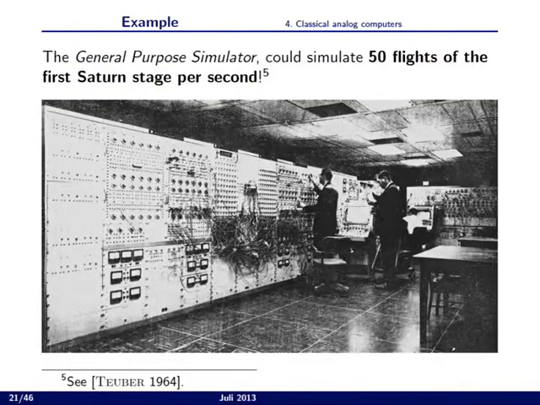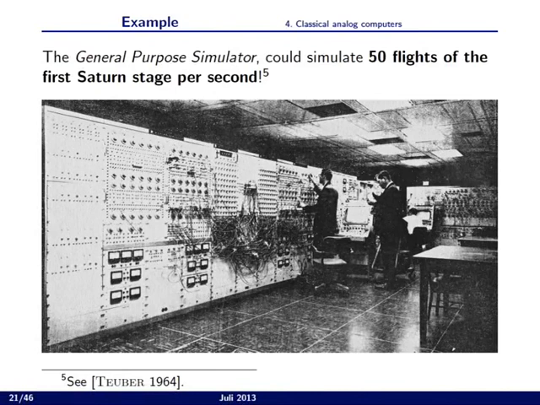Here's an example, sorry for the bad quality, but the original image has a very bad quality. This is the so-called GPS, the general purpose simulator. Back in the 1960s, when the United States of America prepared their moon landing project, the Apollo project, you have to have some way to simulate a rocket as large as the Saturn V. Why? Because such a rocket is a mechanically very complex device. It has bending moments in all axes. It has to be steerable during flight and so on, and you have to simulate this.